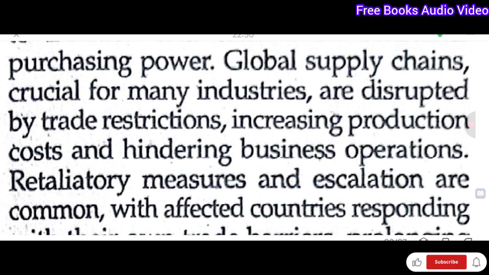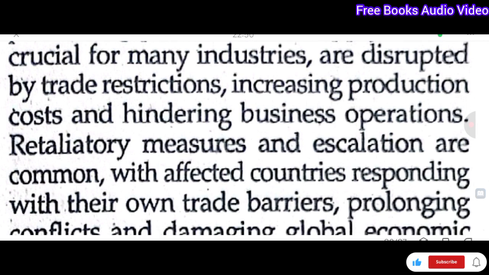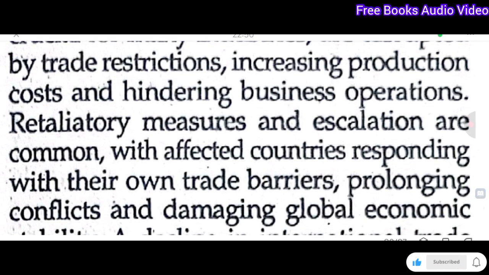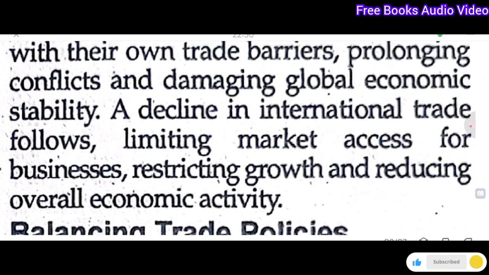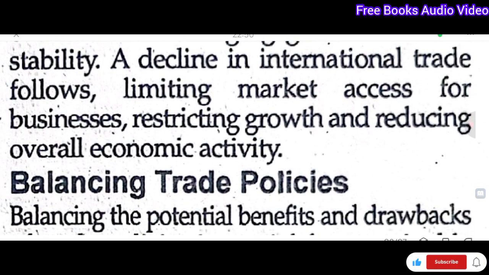Retaliatory measures and escalation are common, with affected countries responding with their own trade barriers, prolonging conflicts and damaging global economic stability. A decline in international trade follows, limiting market access for businesses, restricting growth, and reducing overall economic activity.